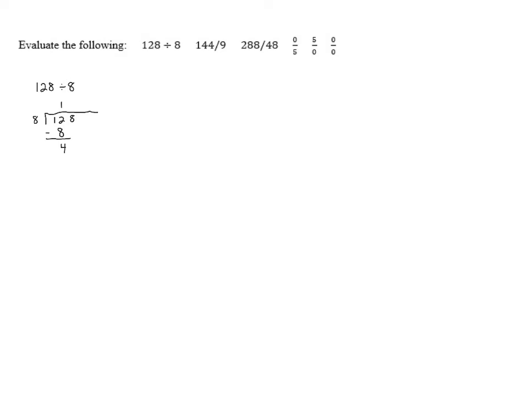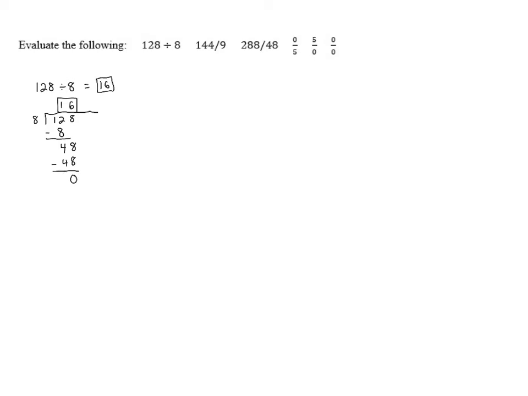And then what we're going to do is we're going to bring down this 8 next to the 4, 48, and we want to see how many times 8 goes into 48. If you remember your multiplication tables, 6 times 8 is 48, so it goes in 6 times. 6 times 8 gives us 48, and when we subtract, we've got a remainder of 0, and so we know that our final answer here is 16, so 128 divided by 8 is 16.